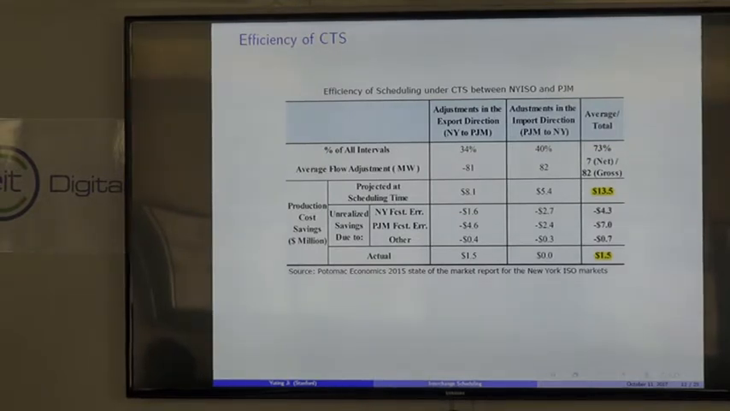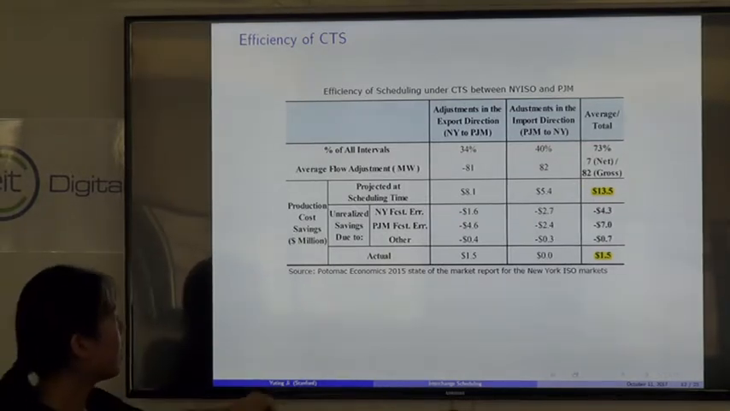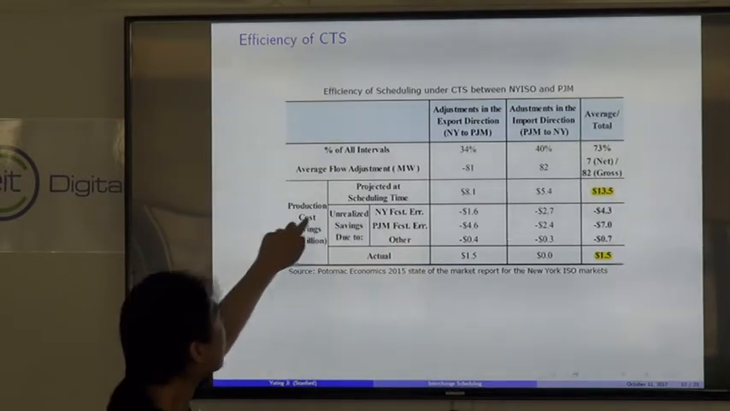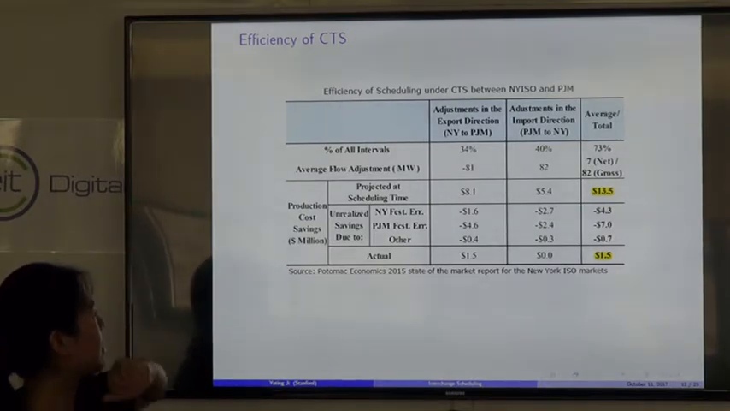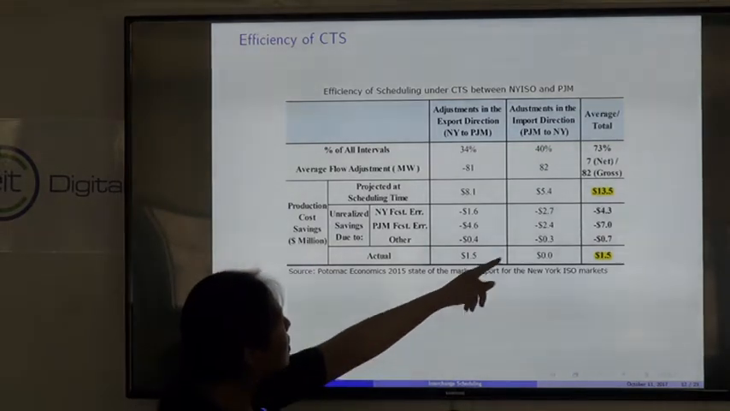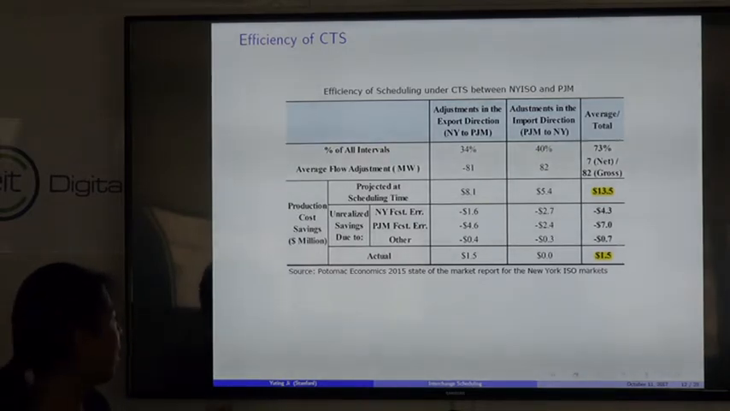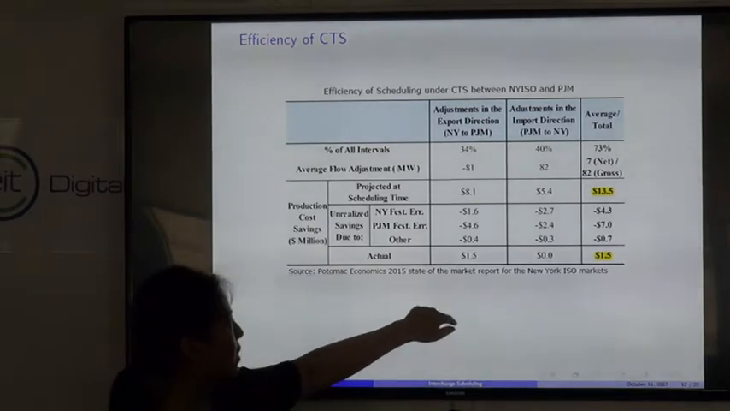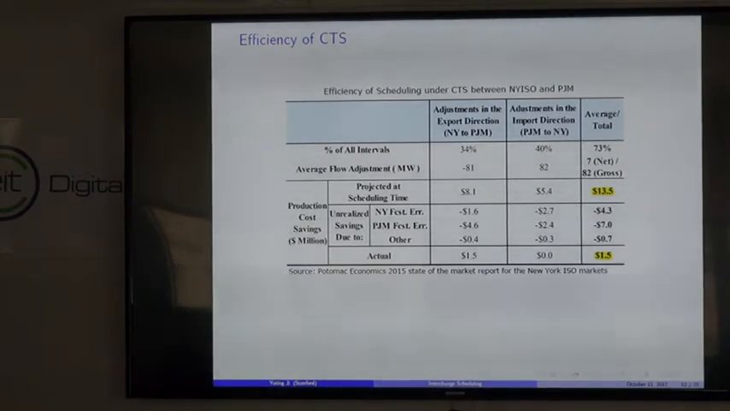So this is the result on this new mechanism. Let's see how good it is. Here it's between New York and PJM, and the estimated cost saving would be over $13.5 million. But when they run for a year, the only actual realized one is just $1.5 million. So you can see there is a large margin that is not realized.